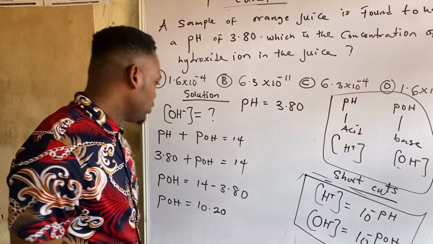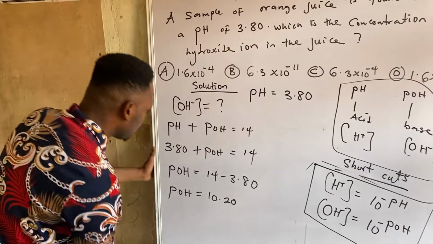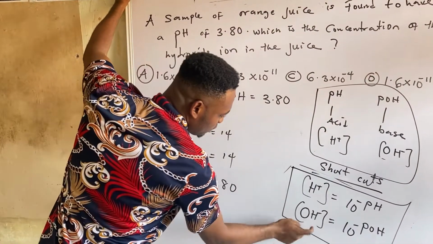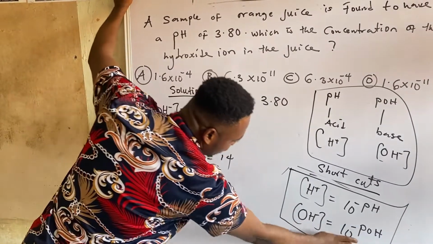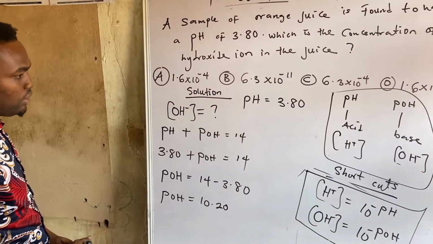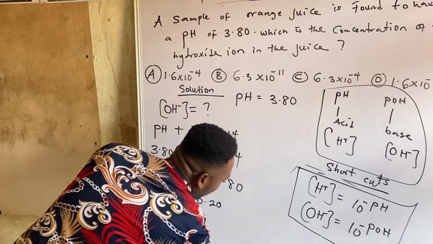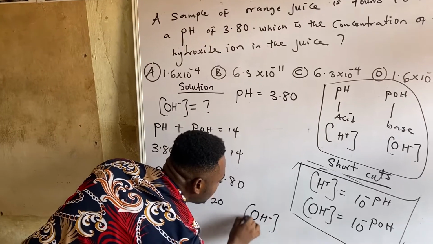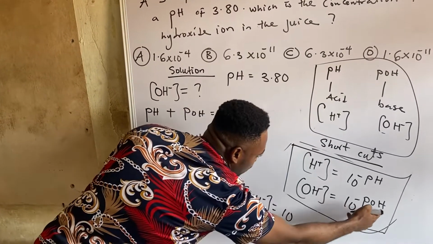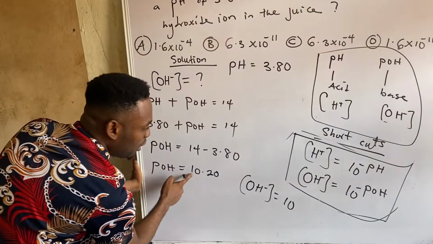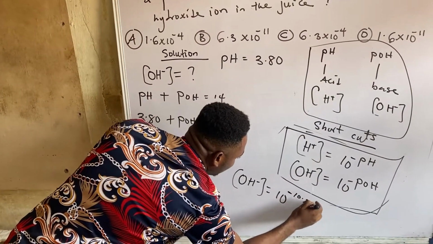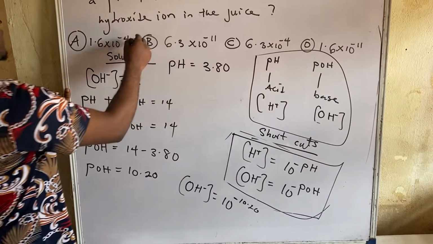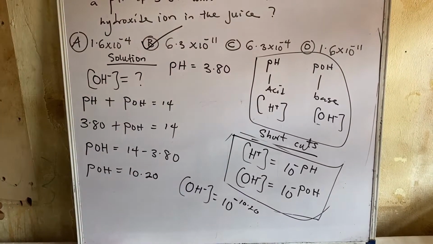So I have gotten pOH. I can now proceed to use this to get my answer. Since I have my pOH, I can use it to get my OH minus. So getting my answer now, I'll do it here using this formula. What will be the OH minus? OH minus will be 10 to the power minus pOH. So what is pOH? Minus 10.20. If you punch this in your calculator, of course, you are going to get the answer, which is our answer to this question.